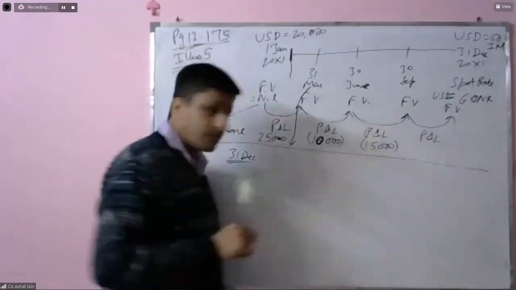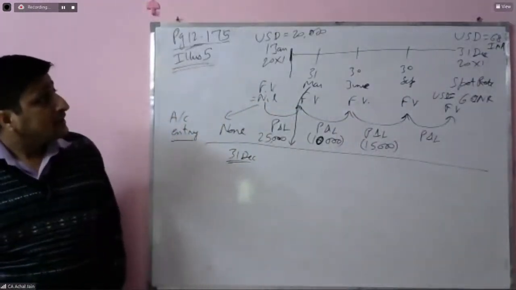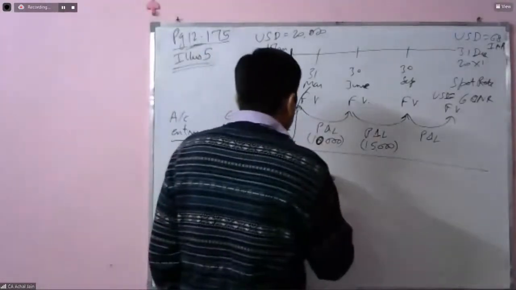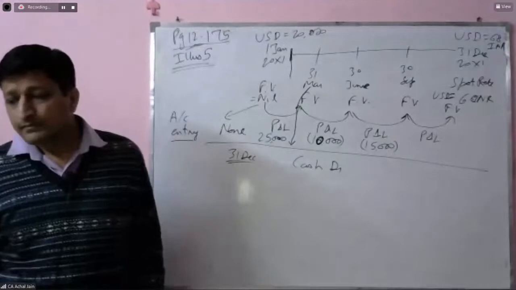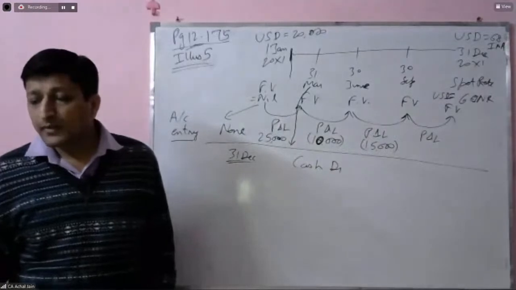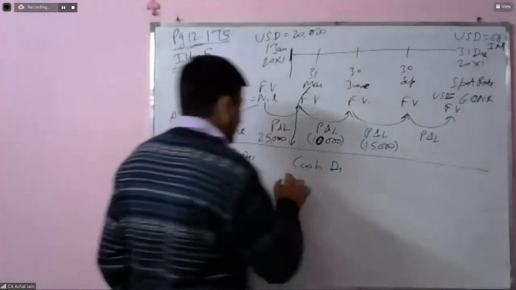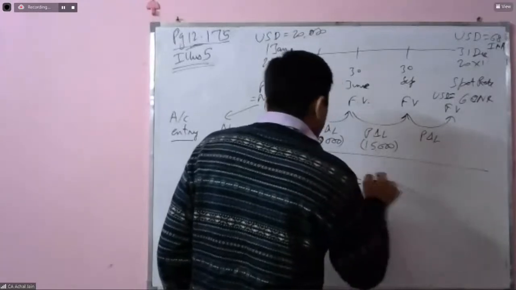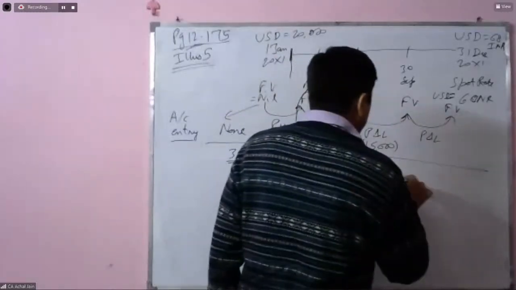On 31st of December, what do we do? USD, which has been purchased, will result in cash. And this cash will come to SAM Company Limited equivalent to 20,000 USD into 66 per USD. So what's the amount? So the amount is 13,20,000.